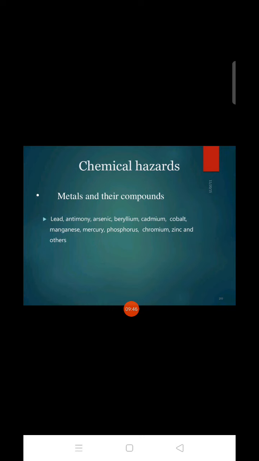Next chemical hazard is metals and their compounds: lead, antimony, arsenic, beryllium, cadmium, cobalt, manganese, mercury, phosphorus, chromium, zinc, and others. These are some kinds of chemical hazards.